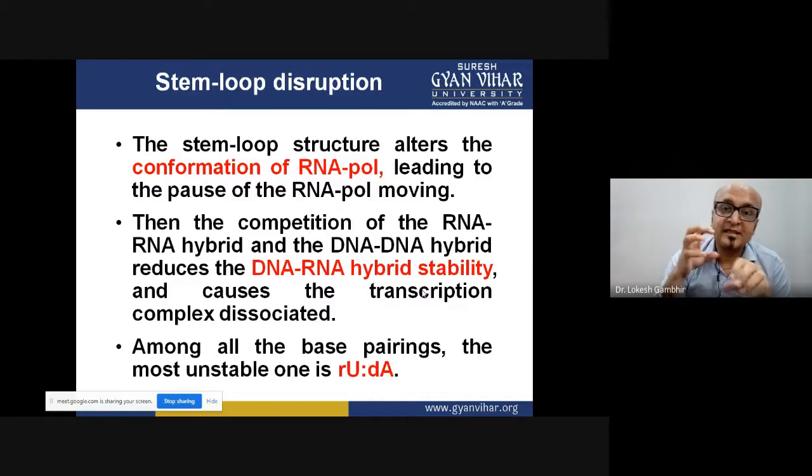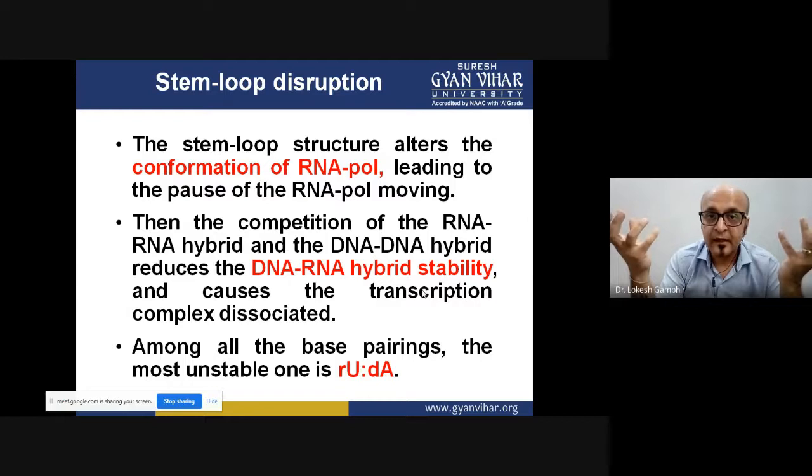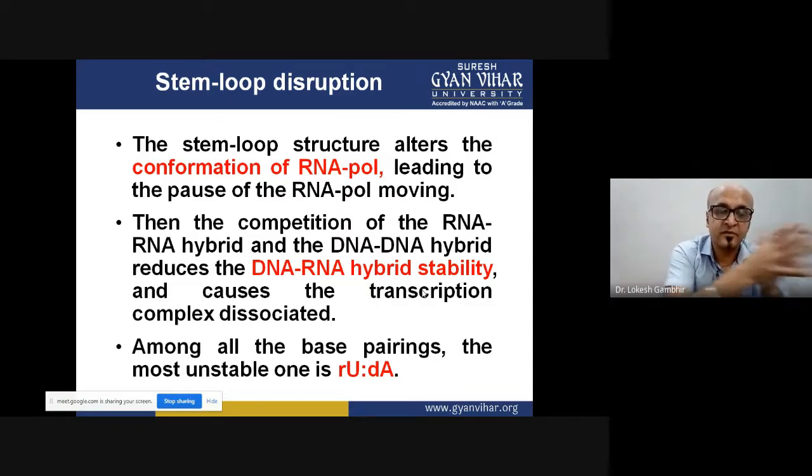So the stem loop-like structures which are formed because of the complementarity reduce the stability of the RNA-DNA hybrid complex. They reduce the stability of the RNA-DNA hybrid, thereby causing the transcription complex to dissociate. And eventually, everything comes back to normal. The DNA rejoins to form double-strand DNA, and the RNA molecule is released for further processing.